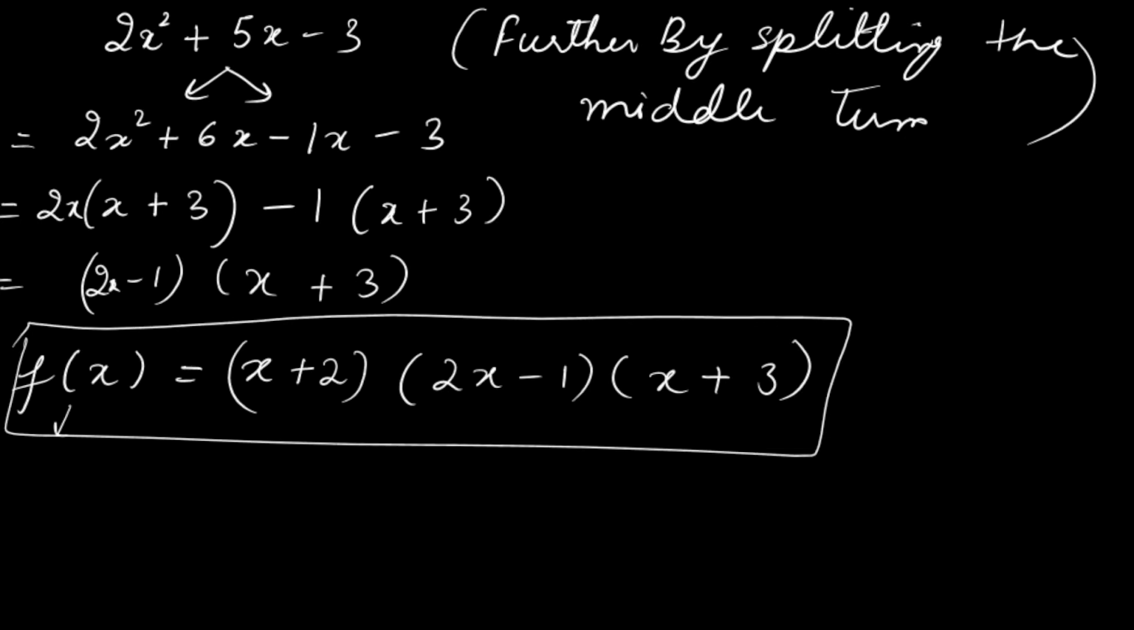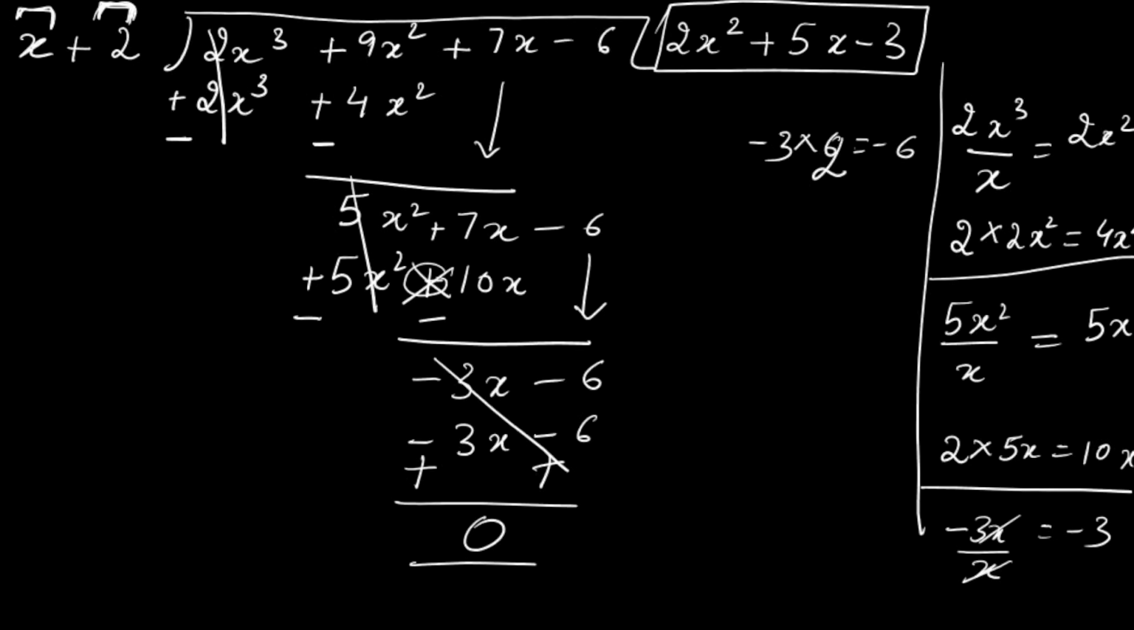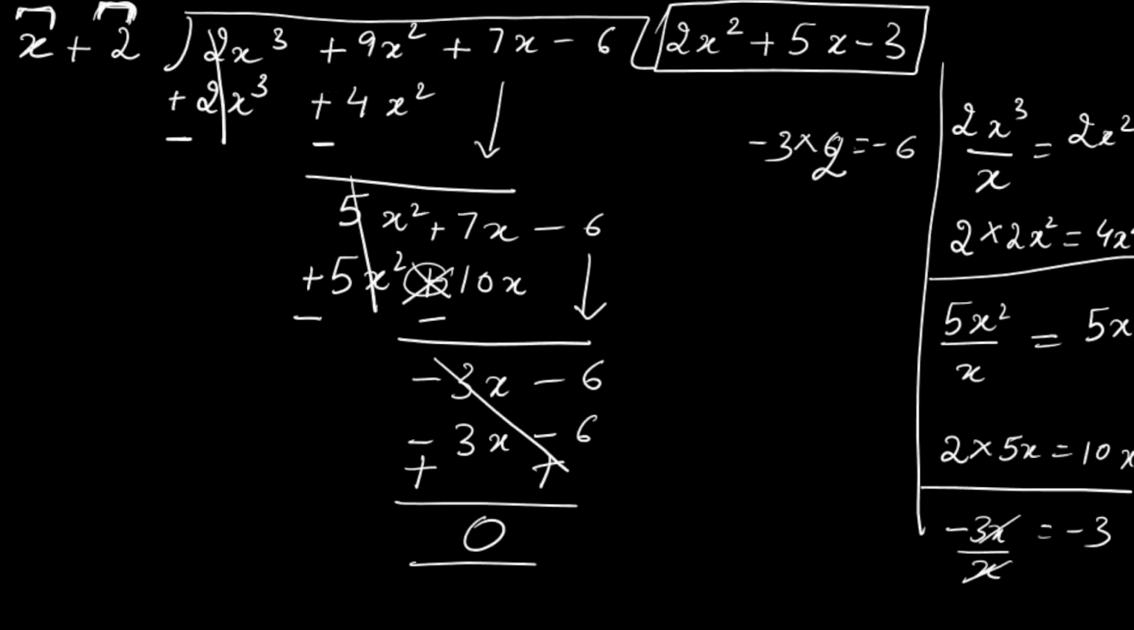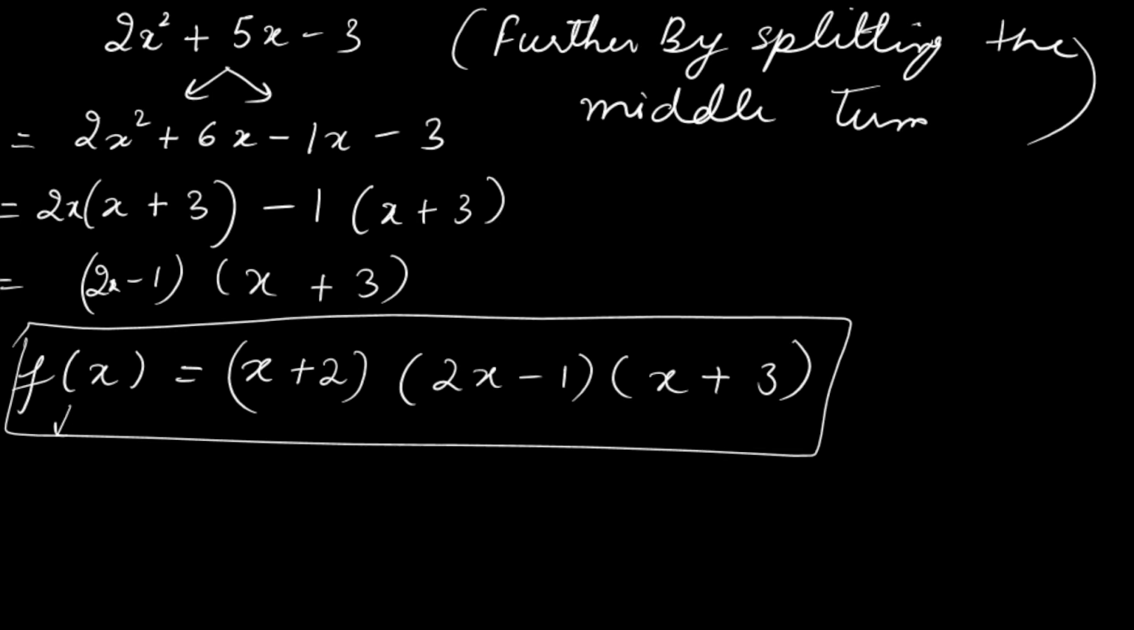So is it clear to everyone? This question is a little lengthy, but you can expect it in 4 mark questions. First of all, you have to guess one of the factors. Afterwards, you have to do long division. After long division, the quotient you are getting is a quadratic polynomial, which you have to further factorize by splitting the middle term.